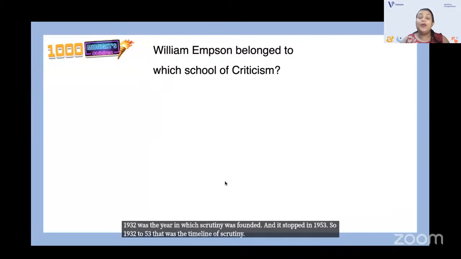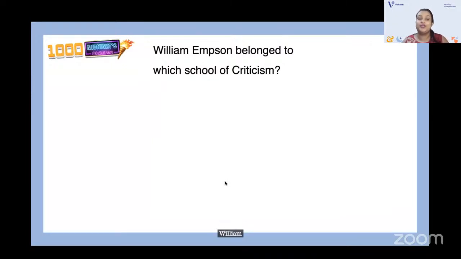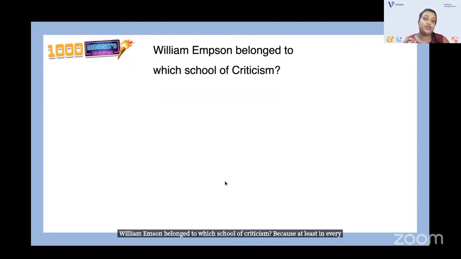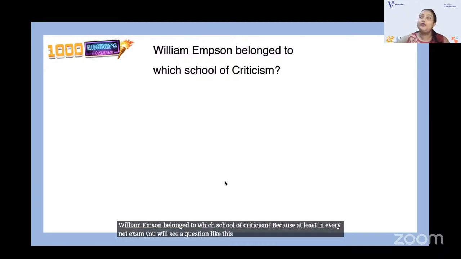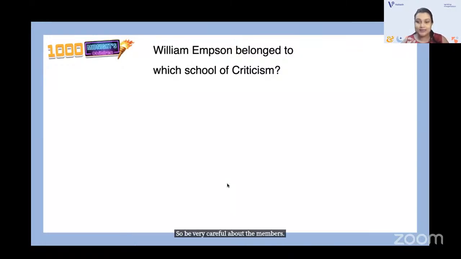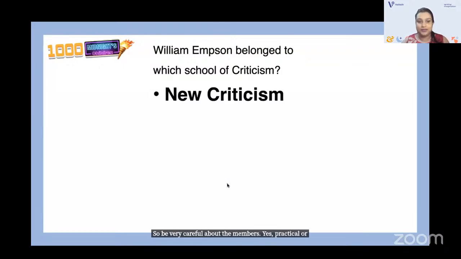Okay. William Empson belonged to which school of criticism? Because at least in every NET exam, you will see a question like this. Who among the following did not belong to this school of criticism? So be very careful about the members. Yes, practical or neo-criticism also we can say.